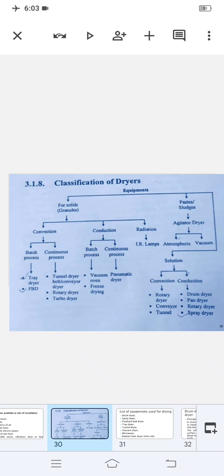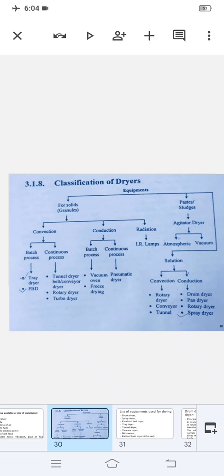For the paste or slurry type of feed material, the dryers are agitator dryers, which are classified into two parts: atmospheric or vacuum. This means the pressure applied in this dryer may be atmospheric pressure, or the process of drying is carried out by vacuum application. Third, if the feed is a solution, then by the mechanism of convection and conduction. In convection, rotary dryer, conveyor, tunnel, and in conduction, drum dryer, pan dryer, rotary dryer and spray dryer.